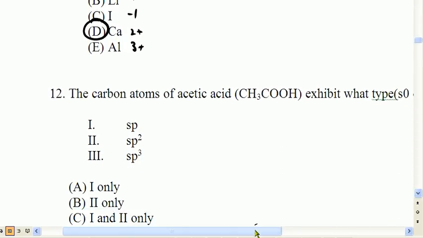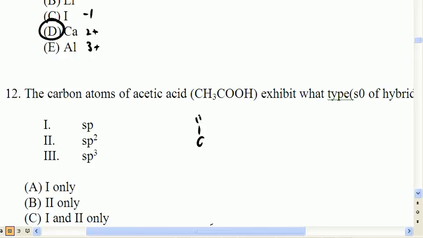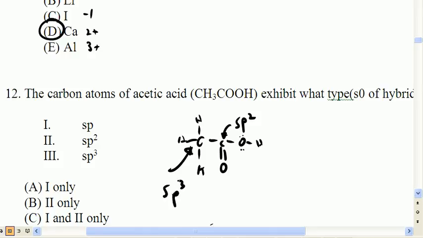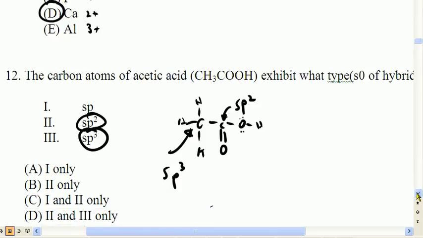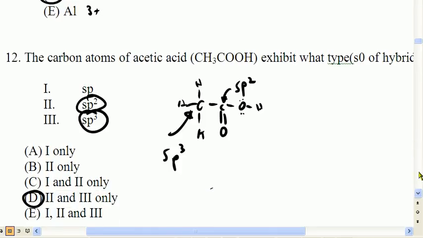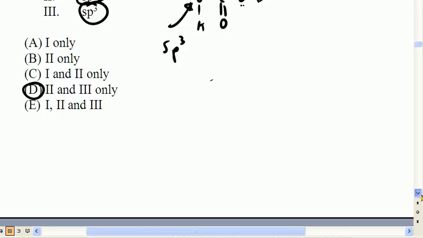Alright, so you're going to have to draw a Lewis structure here. It's a little bit tricky. C, H, H, C with an O coming off it, and then an OH. So that's what it looks like. Okay, the Lewis structures of carbon. There is an sp2 carbon, and that's an sp3 carbon, so it's sp2 and sp3. So the answer is D, 2 and 3. That's an sp3 oxygen right there also.